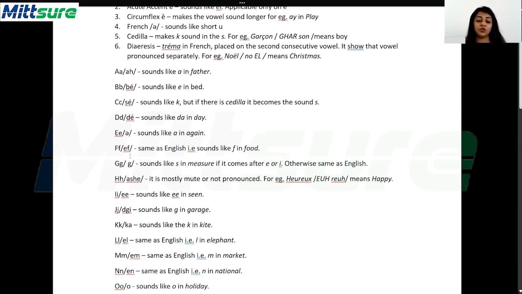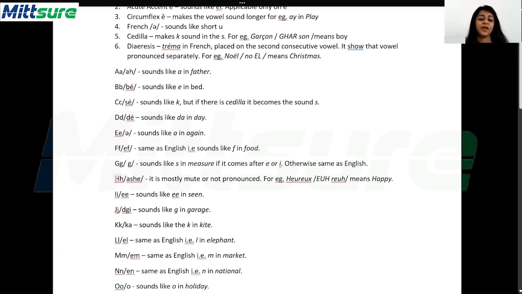G will have the sound of J when it is in a word after the letter E or I. Once again, G will have the sound of J when it is in a word after E or I. Means whenever G comes after E and I in any word, it will have the sound of J, just like S in measure. Otherwise, it will have the same sound as in English. For example, the word girl, yes, we have the sound of G. Alone, it will be called J.